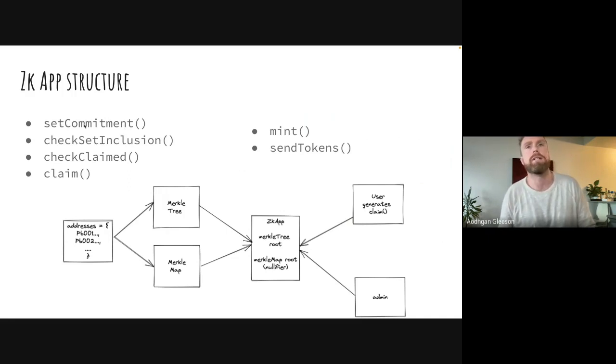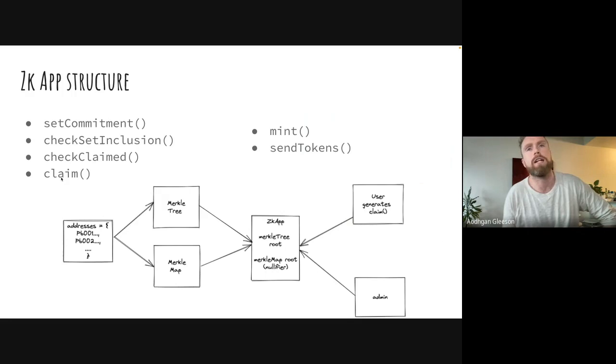So set commitment is a way to kind of initialize the data set. Check set inclusion is where a user can come along and see if they're in the data set in a zero knowledge way. Check claimed is to see if they've already claimed, which just runs through the MerkleMap. So checking set inclusion looks at the Merkle tree. Check claimed looks at the MerkleMap.